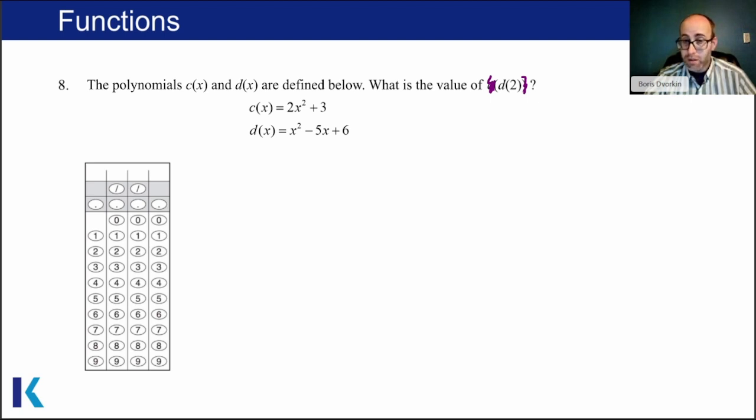Remember, make sure that you plug a 2 into the correct function, d, not c. In function d, replace all the x's with 2's. So it goes from d of x is x squared minus 5x plus 6. It becomes d of 2 equals 2 squared minus 5 times 2 plus 6. Now 2 squared is 4. 5 times 2 is 10. So it's 4 minus 10 plus 6. That's negative 6 plus 6, which is 0. Not the final answer, though.